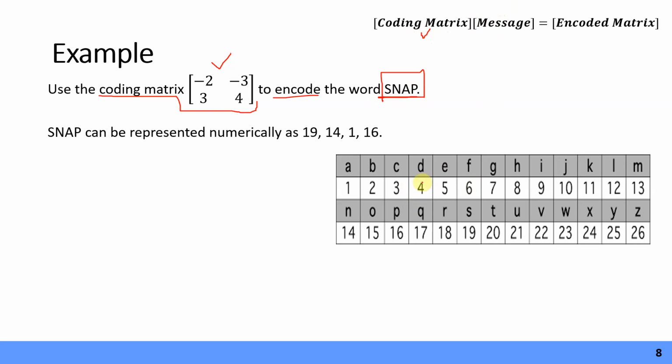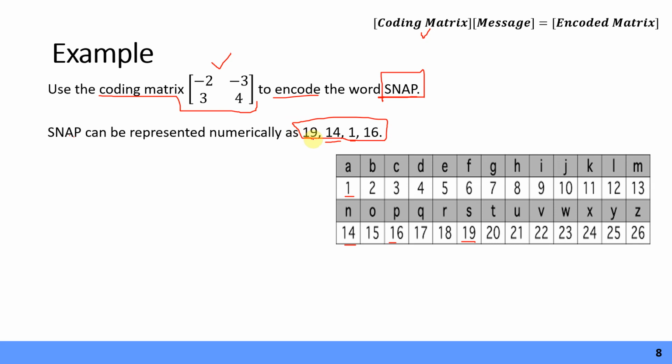It's always nice to have this handy. S is the number 19. That's the first letter. N is, where is it? 14. That's the next one. A is the number 1. And finally, P is the number 16 right here. Look at that. You have converted the word snap into numbers, and that's super simple to see.